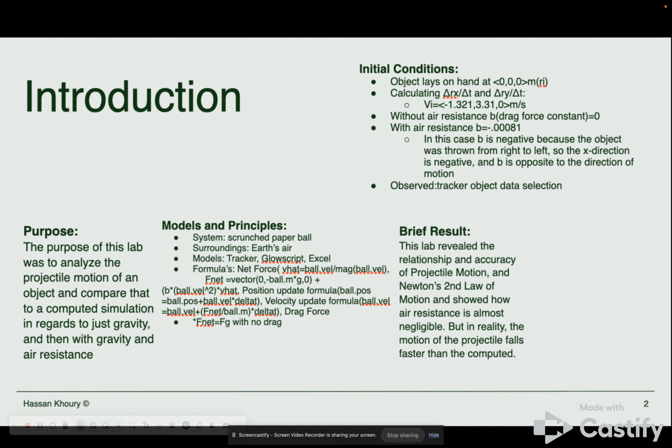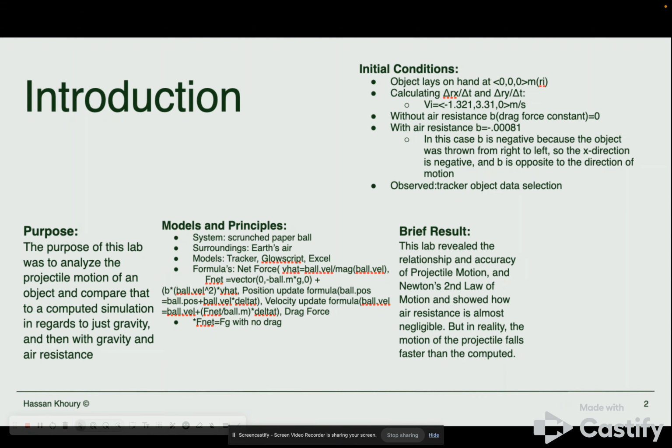Without air resistance, B, the drag force constant, has a value of 0, and with air resistance, it has a value of negative 0.0081. In this case, B is negative because the object was thrown from right to left, so the x direction is negative, and B is opposite to the direction of motion. Our observed data was the Tracker object data selection.